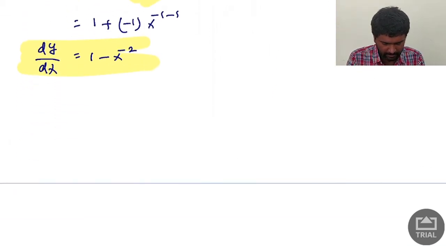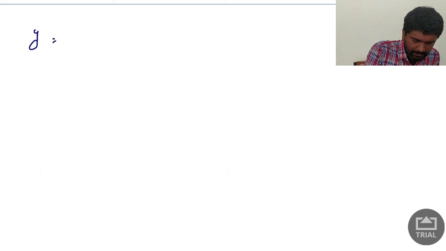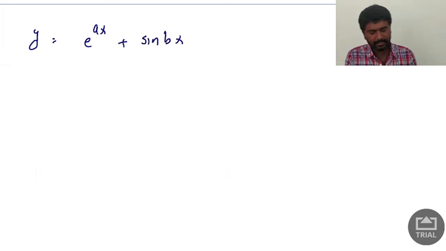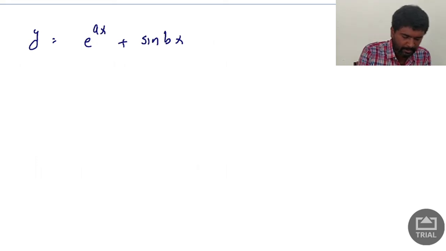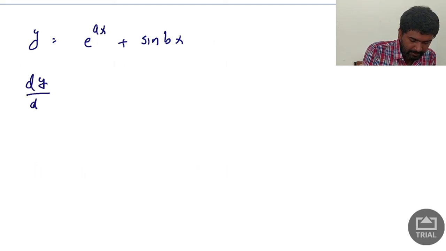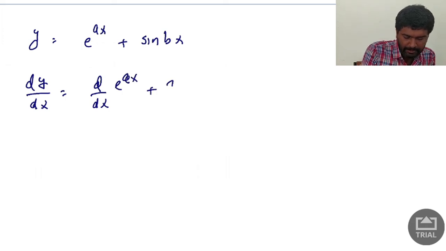So you may take any function now to find the differentiation. For example, if I take one more function, that is y equals e power ax plus sin bx. So this can be a function. Now this looks again like f of x plus g of x. So if you have f of x plus g of x, you can do differentiation, that is dy by dx is d by dx of e power ax plus d by dx of sin bx.